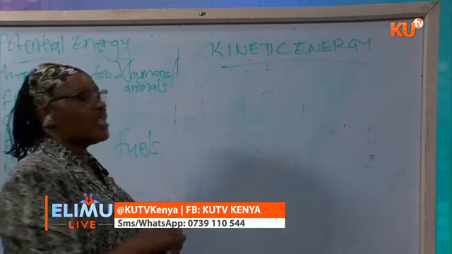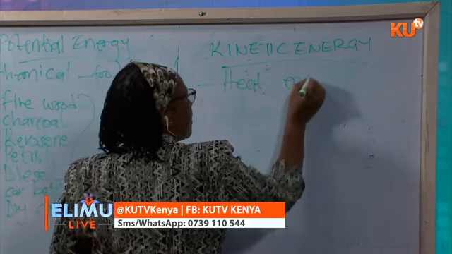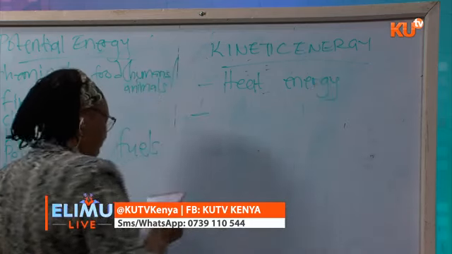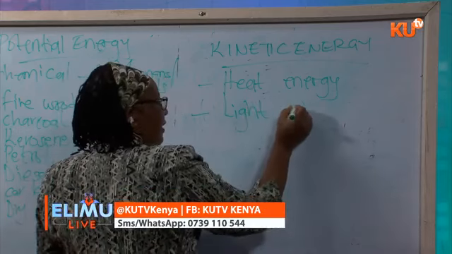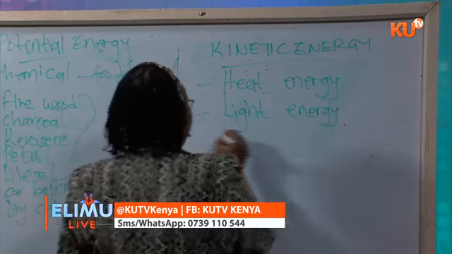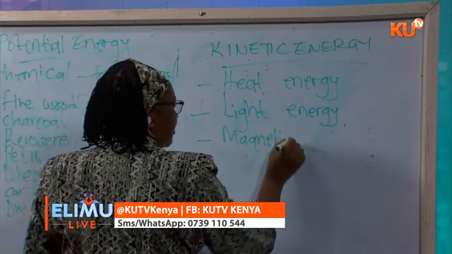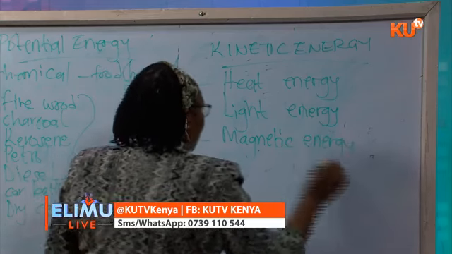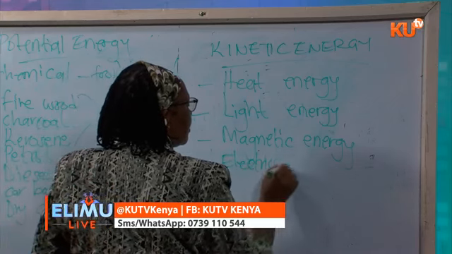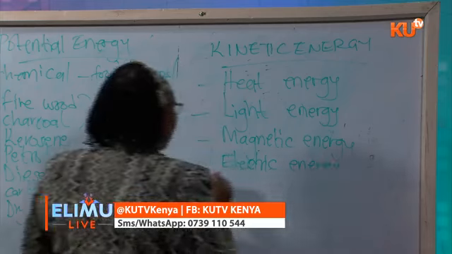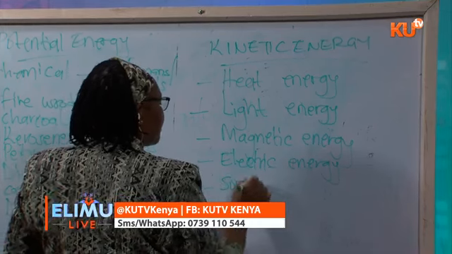We have examples of kinetic energy, and the first one is heat energy. These are types of kinetic energy. We have light energy, another form of kinetic energy. We have magnetic energy and electric energy, which are other forms of kinetic energy, or energy due to movement. Then we have sound energy.